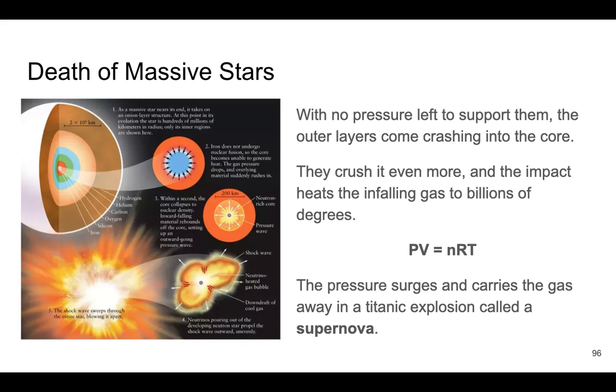We call them novas or supernovas because you may look up in the sky and see nothing, and then all of a sudden you see a bright point in the sky. So astronomers were calling those new stars. Well, they're not actually new stars. Those are stars that have just died.